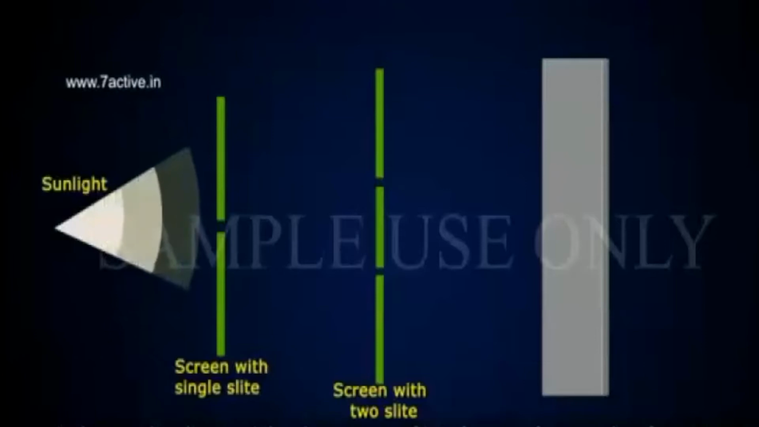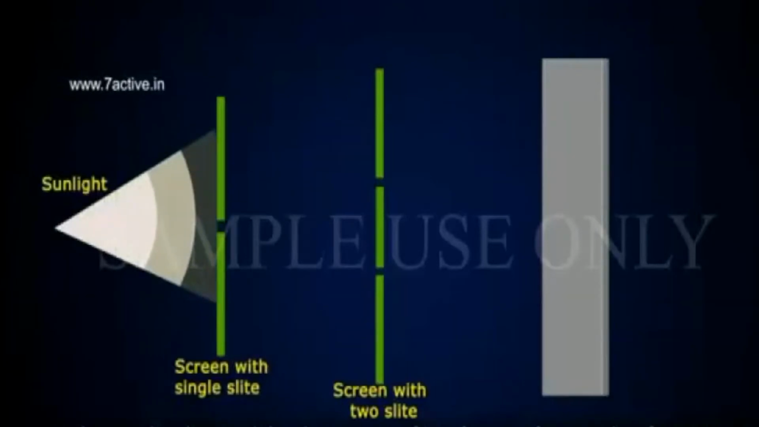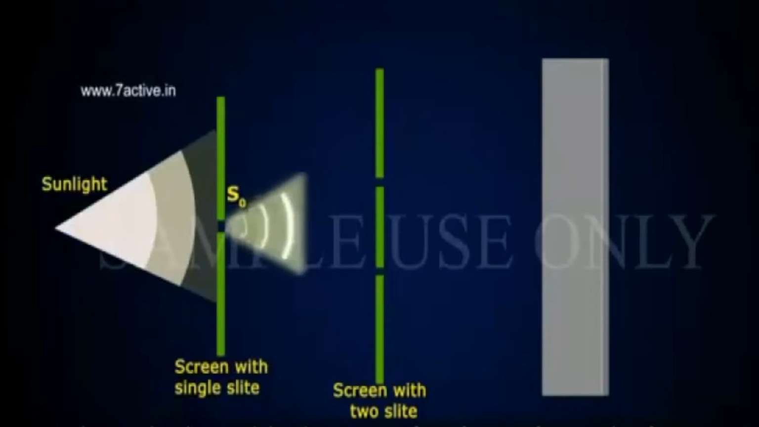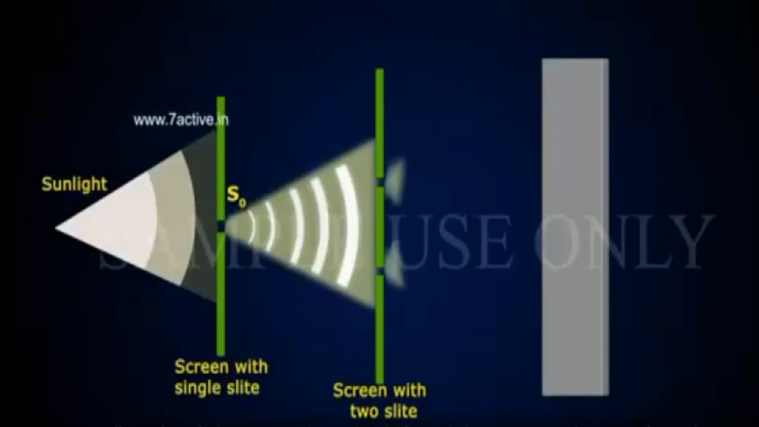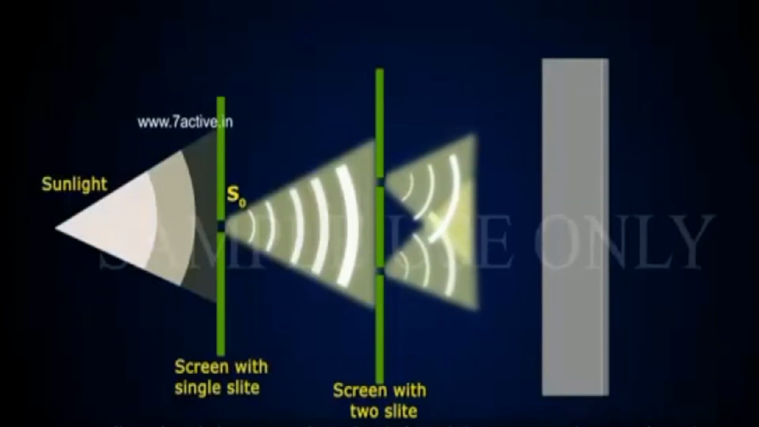Now let us look at the interference of light waves with the help of this simple video. As you look at the video, you can see the light is coming from the sun and it enters through a single slit, and as it reaches here, you can see now light will start coming out from the double slit. Two slits separated by a certain distance.